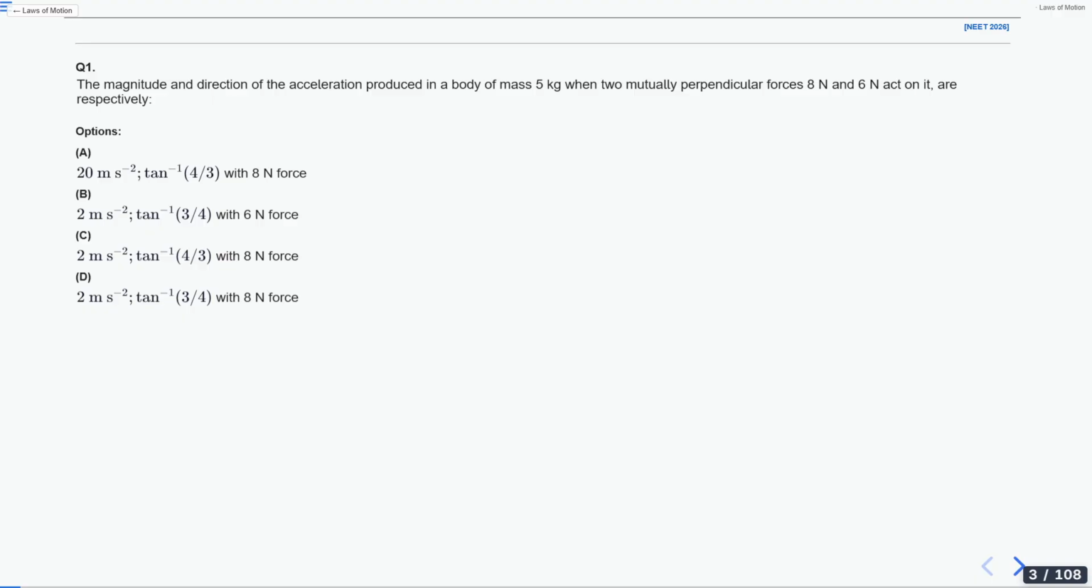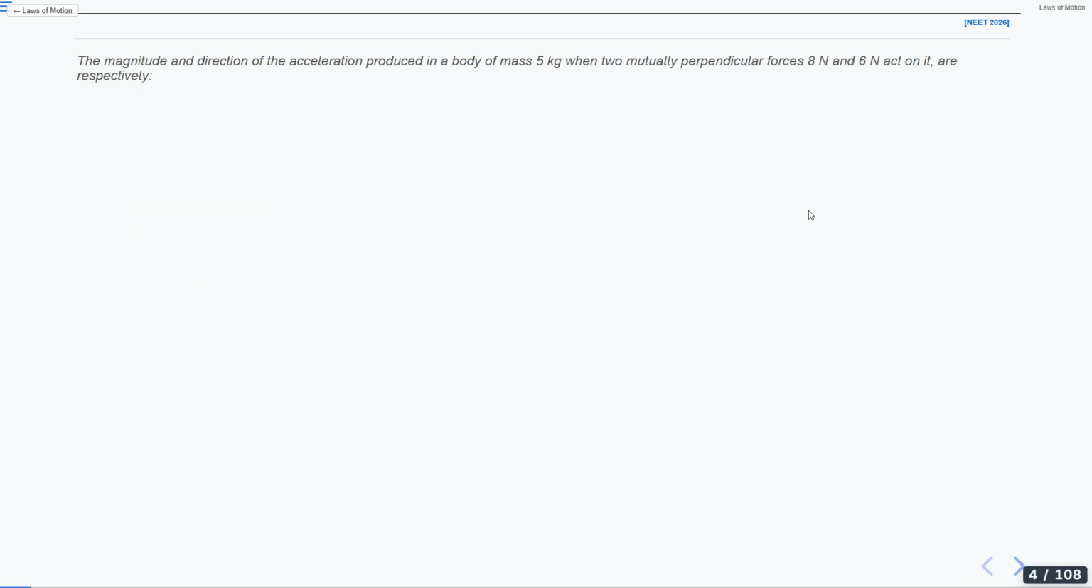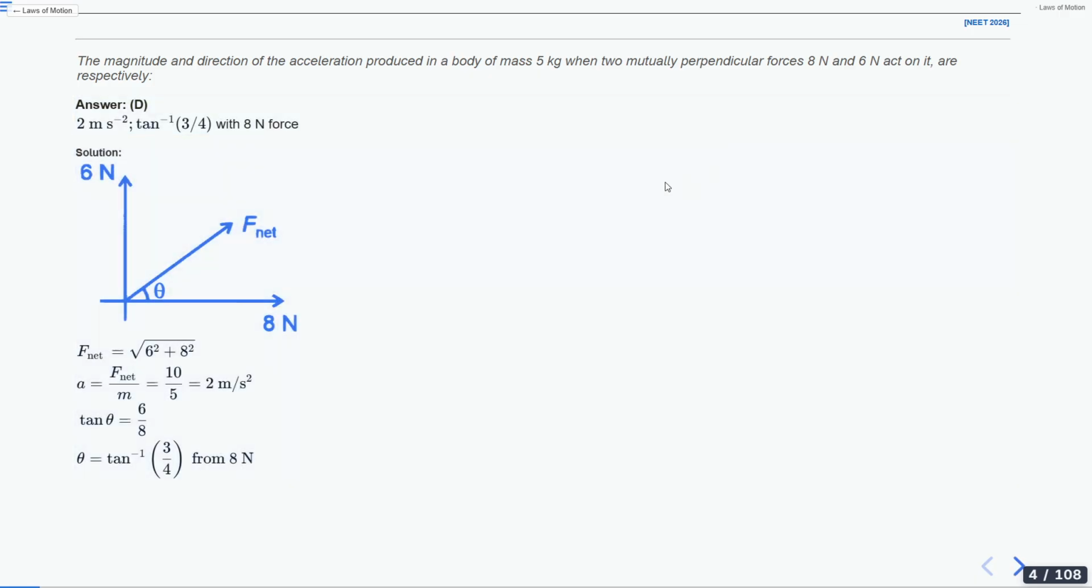Okay, let's look at the solution of this question. I told you that what we have to do is solely find the net resultant force, and we have two mutually perpendicular forces. Look, this was the answer. Option D was the correct answer. Those who have answered D are correct.